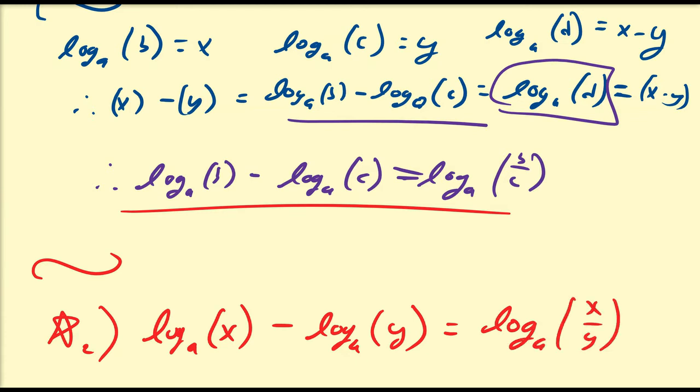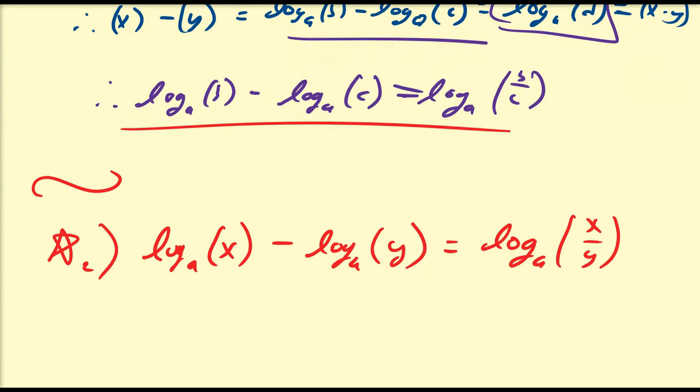So when you add logarithms, you multiply the interiors. When you subtract logarithms, you divide their interiors, making sure that, of course, these logarithms have the same exact base, right?